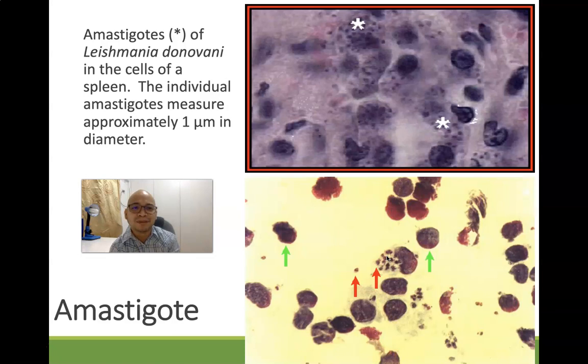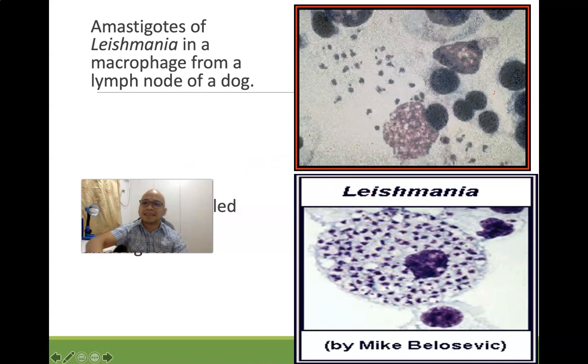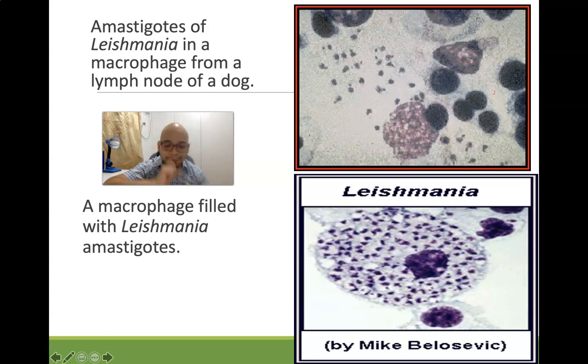So this is an example of amastigote. Here's another example of amastigote. They are intracellular and they do not have flagella yet. Here's another example of amastigote of Leishmania. This time, it is found in another mammalian host, which is a dog, inside the macrophage. This is the macrophage. A macrophage is a mature WBC, and you'll be able to see amastigotes inside. A macrophage filled with Leishmania amastigotes.